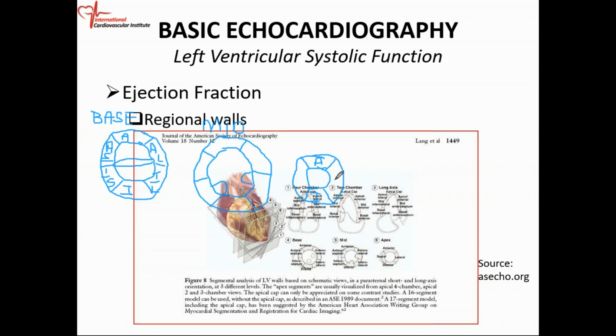Over here, this is your lateral wall, and over here is the septum. Okay? So we divide the different areas of the heart into segments. So this is short axis, of course, short axis when we bread loaf the heart. We can also divide the apical 4-chamber view into segments.